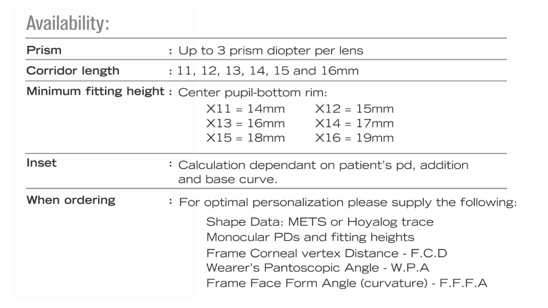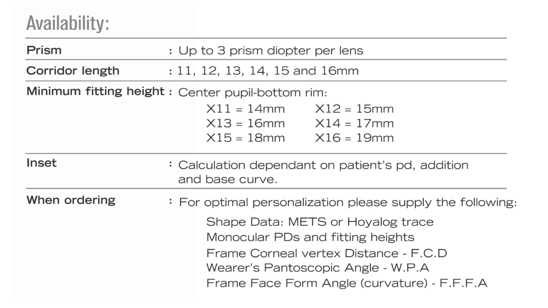Now, important, corridor length. If the lens is ordered with a default short corridor, you will be getting an 11mm corridor just as you are currently. The 11mm short corridor will have a minimum fitting height of 14mm. If you order a default long corridor, you will be getting a 15mm corridor with a minimum fitting height of 18mm, just as things are currently.